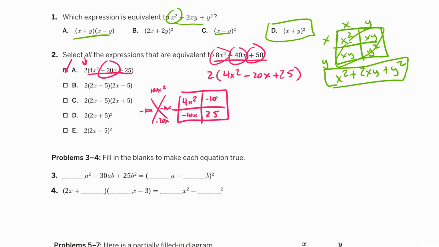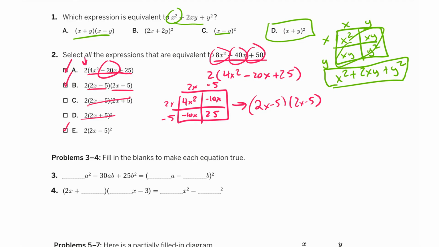When I'm factoring to deal with the box, I always start with the top left one. I see that it's going to be 2x and 2x. And then negative 5 and negative 5, because that multiplies to positive 25 and gives us our negative 10x's in the middle. So what we see is that this factors into 2x minus 5 times itself, which is B. It does not come out with C. And since it is subtraction on both of them, I would say it's not D, but we can represent it the same way as E. Because I'm doing 2x minus 5 times itself, I can just say 2x minus 5 squared. So our three answers here are A, B, and E.